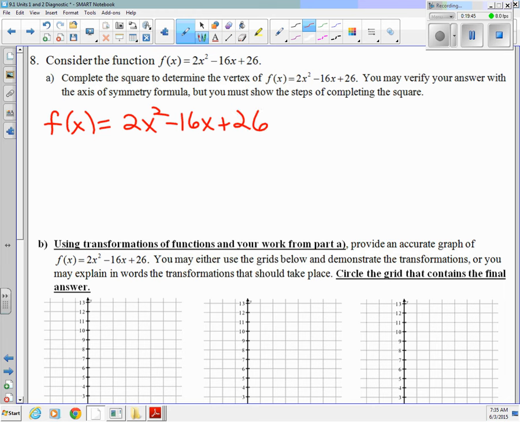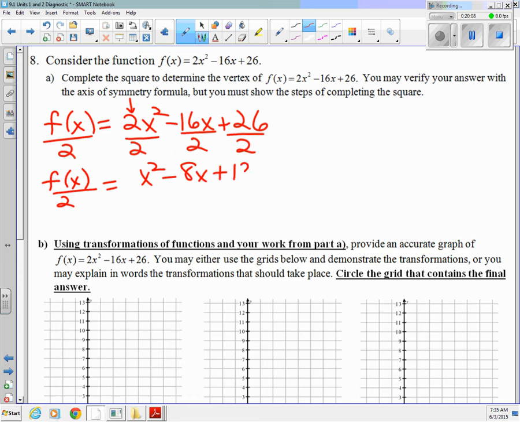So one way to do it is, first of all, in order to complete the square, I need to have a 1x squared here, not a 2x squared. So I'm going to divide everything by 2. So I'm going to have f of x over 2 equals x squared minus 8x plus 13. And now I need to complete the square on the x squared minus 8x plus 13.